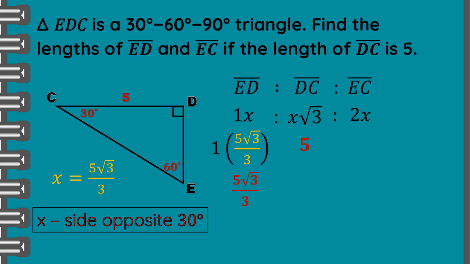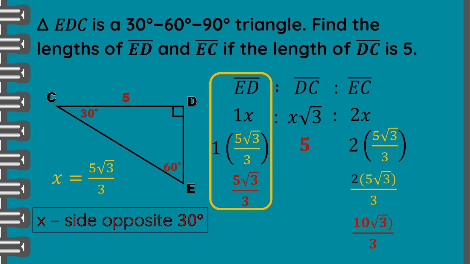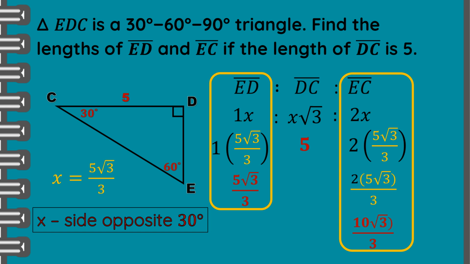For segment EC, all we need to do is to multiply the value of x by 2. That is 2 times 5 square root of 3 all over 3. So 2 times the quantity of 5 times square root of 3 all over 3 would be 10 square root of 3 all over 3. That would be the length of segment EC. So the length of segment ED is 5 square root of 3 all over 3, while the length of segment EC is 10 square root of 3 all over 3.